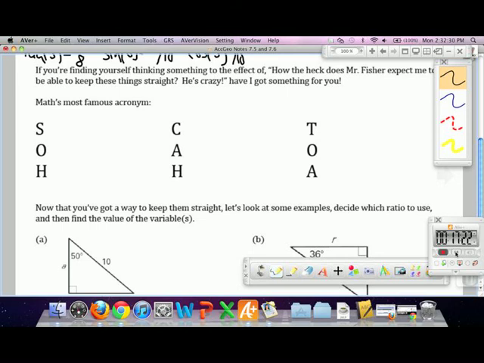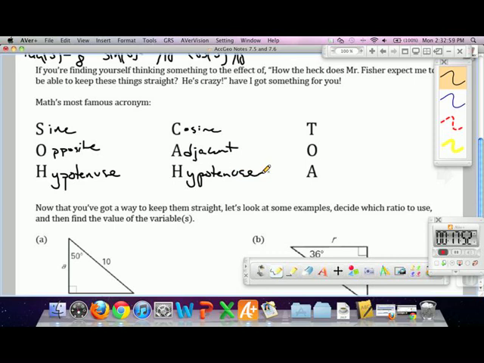is what? Opposite over hypotenuse. Sine is opposite over hypotenuse. Cosine is adjacent over hypotenuse. And what do you think TOA is going to represent? Okay. And what is tangent made up of? Opposite over adjacent.